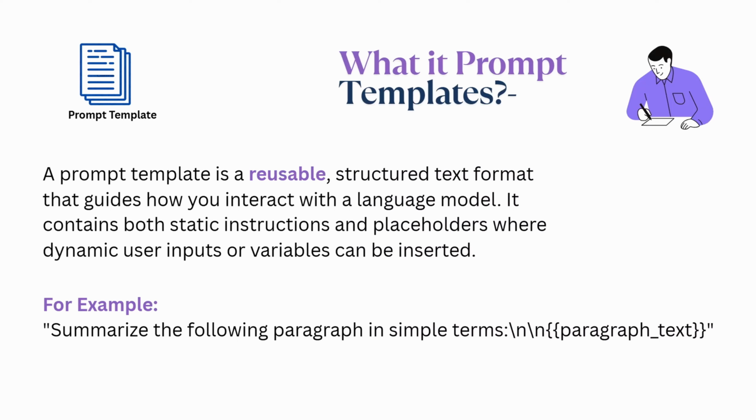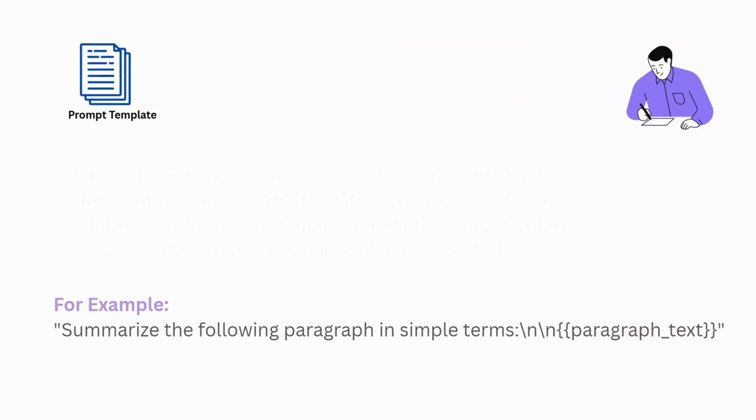For example, consider this prompt. Here, the instruction is clear. We are asking for a summary, and paragraph text is a placeholder where the actual content will go when the model is called. These simple structures allow us to reuse the same prompt logic across multiple queries just by changing the input.